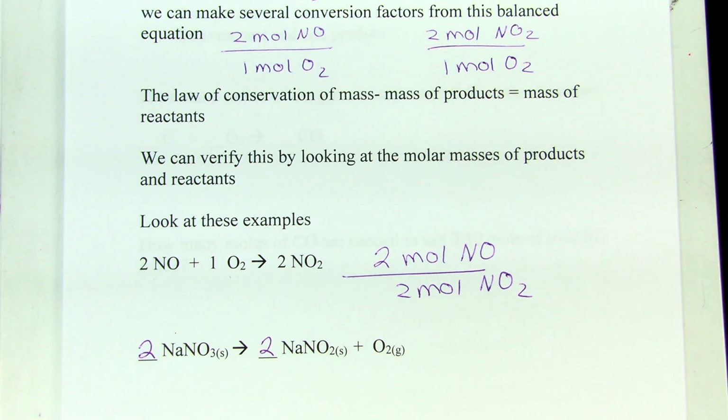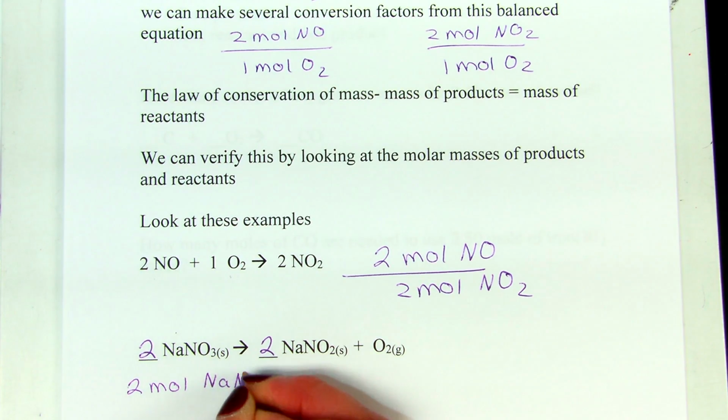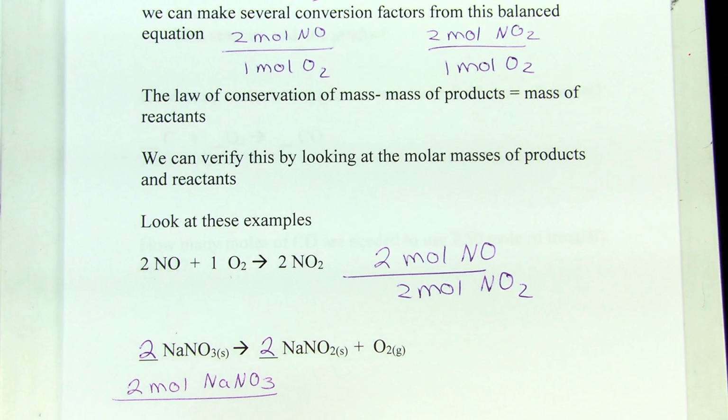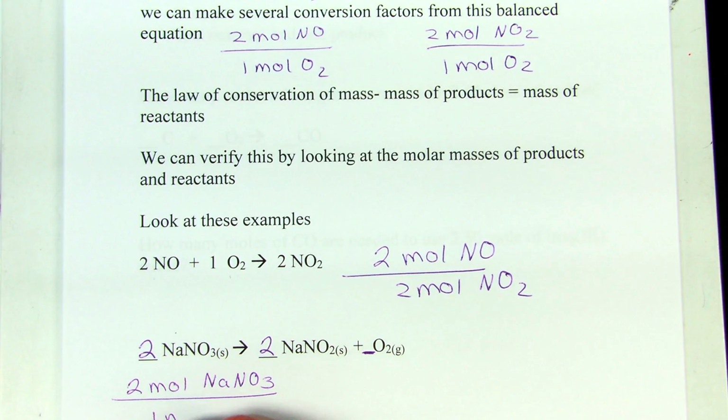So now that it's balanced, what factors can I write? Well, give me one factor, front table. Two moles of NaNO3 per one mole of oxygen. What's the coefficient right here? One, right? To one mole of oxygen.